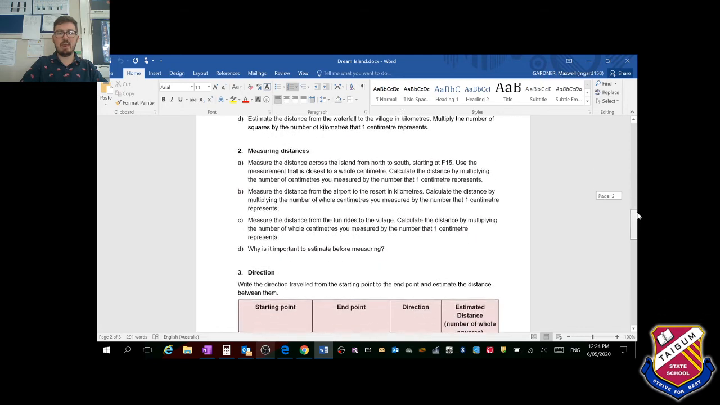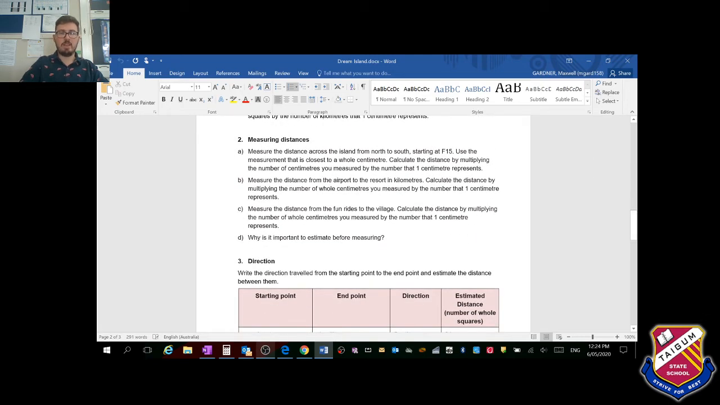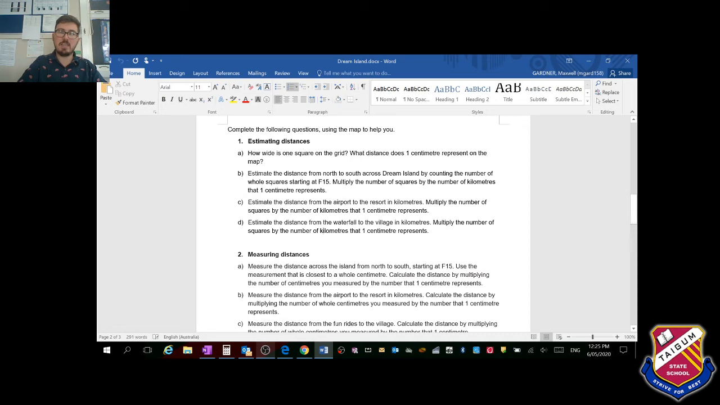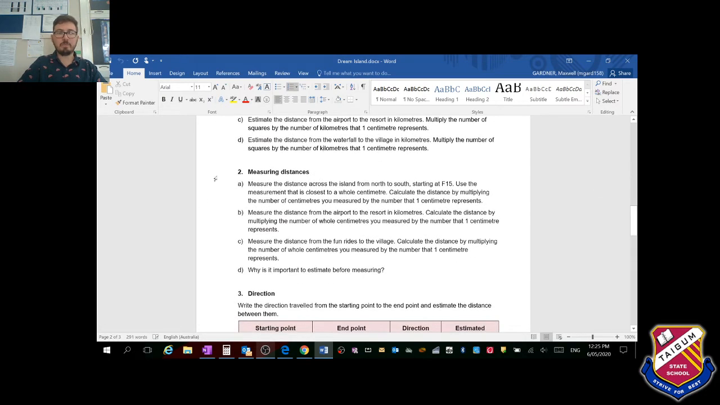and then after that you can get your ruler and you can measure the distances with your ruler. Now you'll find that some of them will be between a centimetre. So some of them might be 3.5 centimetres, in which case it would mean 3.5 kilometres. So you're going from counting the squares and having a guess in part 1, and then in part 2, you're actually measuring those with your ruler, and then you're telling me why it was important to estimate before.